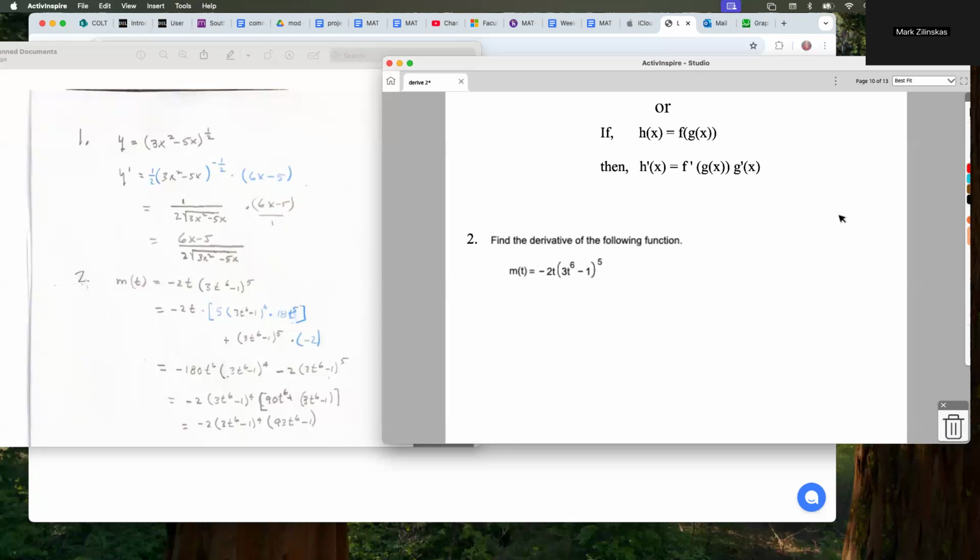1 times 6x minus 5 is just that, and then 1 times this thing, I get the same thing down here. All right, so let's take a look at number 2. Now, number 2 poses a problem because if I cover this up, that's my composition function. t to the 5th is my outer, and then my inner is 3t to the 6th minus 1. But now I'm also multiplying it by another function. So I'm going to have to use the product rule. But whenever I take the derivative of the second function here, I'm going to have to use the chain rule on it. So we're kind of using rules within rules here, so to speak.